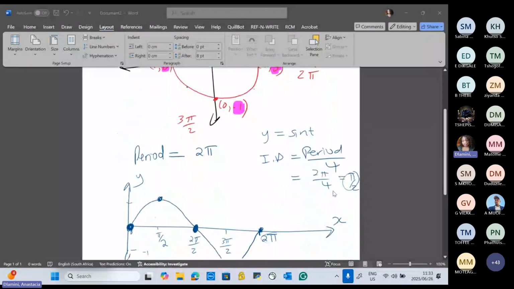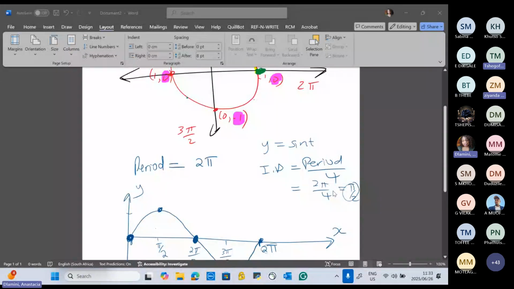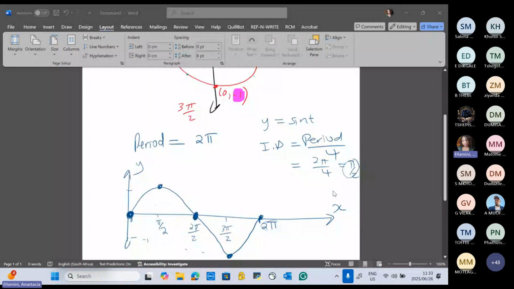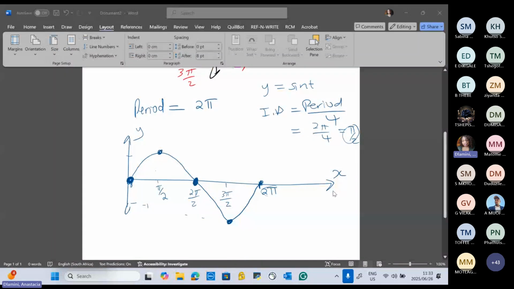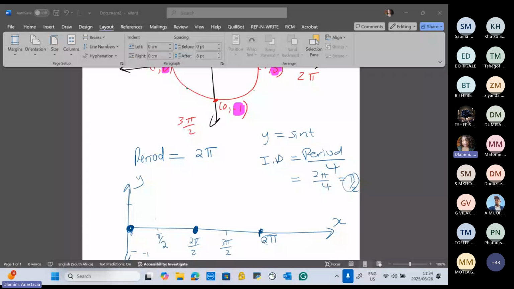Can we try the cos graph? Yes, ma'am. Let's try the cos graph. Where do we start? Find the period again. So we find the period. We know the period is also 2 pi there. And then we divide the period by 4.